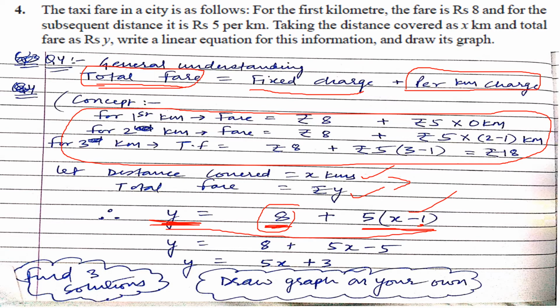Now open it. y is equal to 8 plus 5x minus 5. So y equal to 5x plus 3. This is the equation. You can find three solutions of the equation and then draw the graph easily.